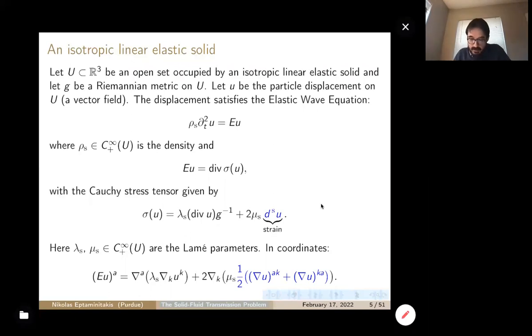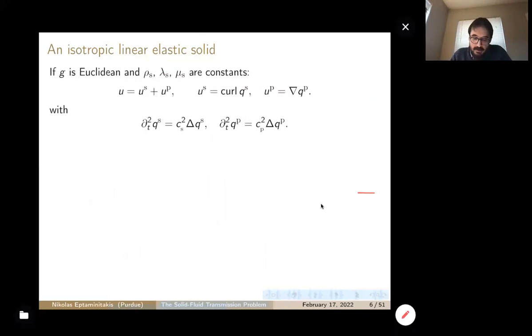Okay, so this is our setting in the solid, and it is well known in the geophysics world that if the metric is Euclidean and you have constant Lamé parameters and constant density, then you can actually decompose your waves into shear and pressure waves. So you can write waves as the curl of a vector potential. So this is a vector field.